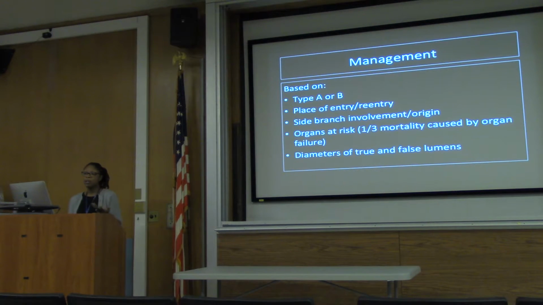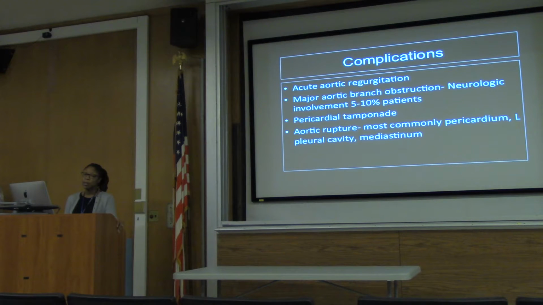They want to know whether or not there's side branch involvement, because about 1/3 of the mortality caused by aortic dissection is due to organs that are affected by hypoperfusion. And some other complications would include aortic regurgitation, particularly if it's involving the ascending aorta. If it's extended to the carotid arteries, patients can develop strokes, neurological involvement. If it ruptures, it could be pericardial tamponade, and of course, aortic rupture is probably uniformly fatal.